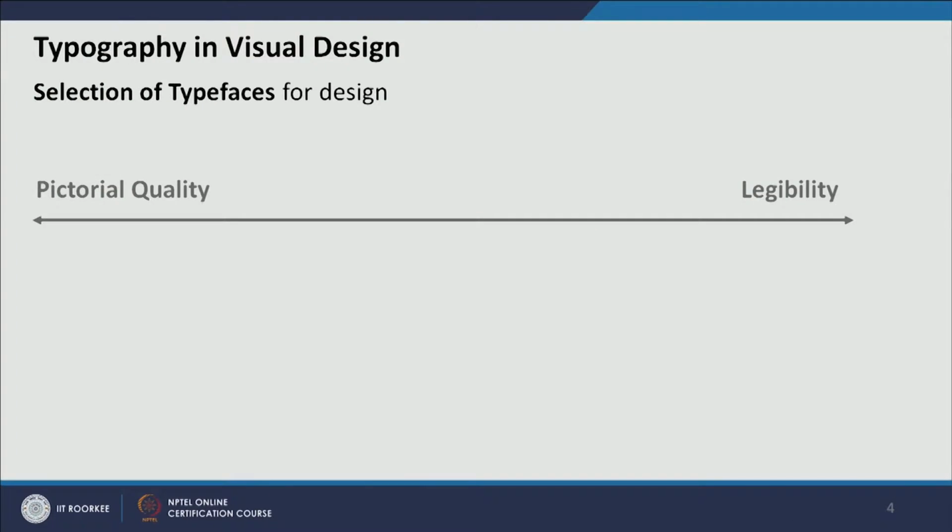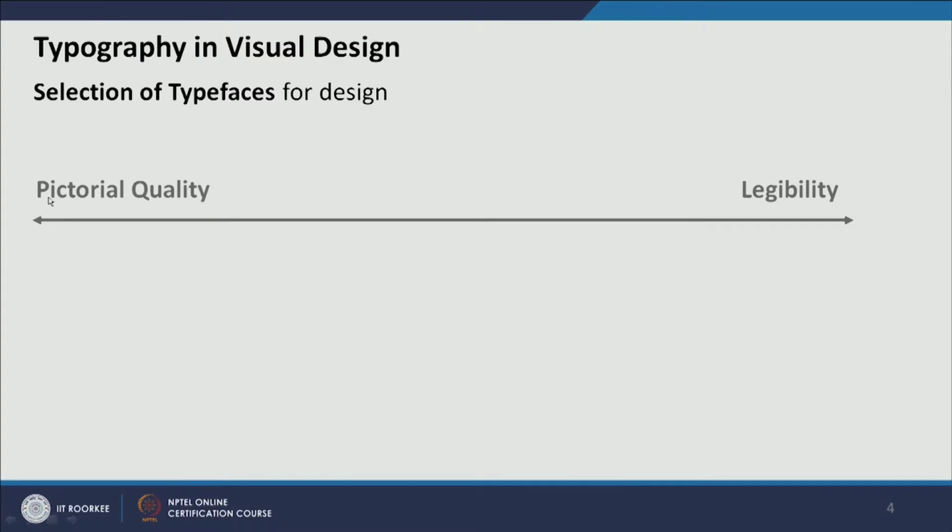Selection of typefaces for design depends on the pictorial quality and legibility of a typeface. These are two different things. If we add ornamentations to a particular typeface, the pictorial quality will increase, so it will go towards this side of the diagram. And if we reduce the ornamentations and change the typography towards a basic, abstract and minimal quality, then the legibility of the typeface will increase, but the pictorial quality will decrease.